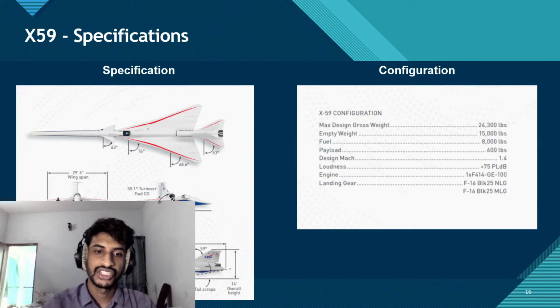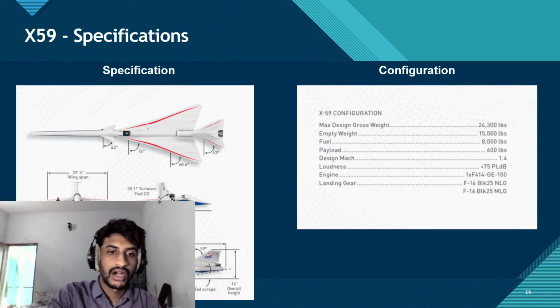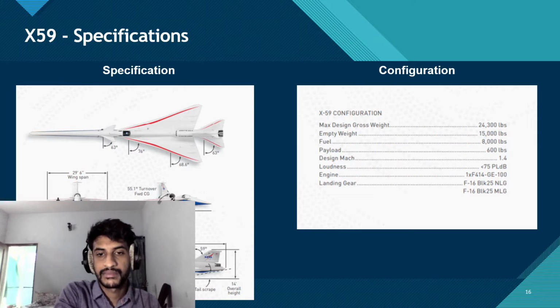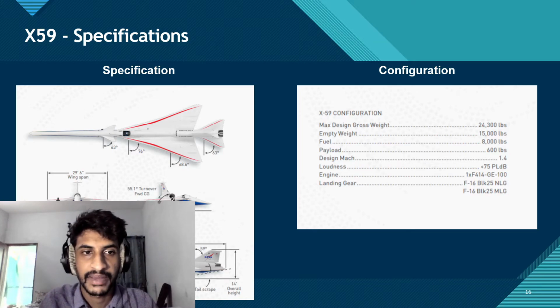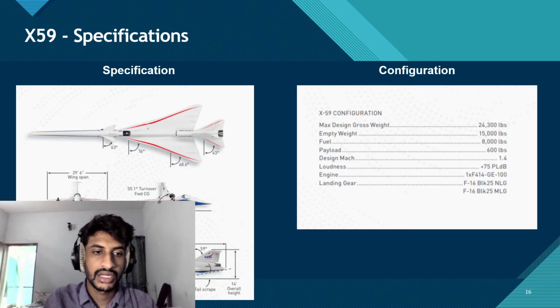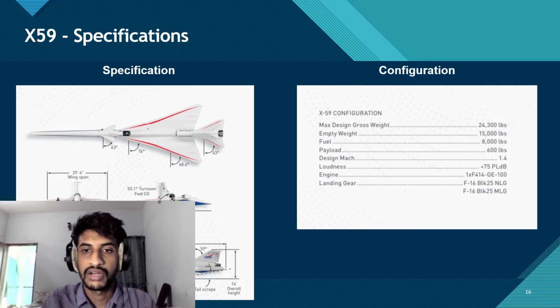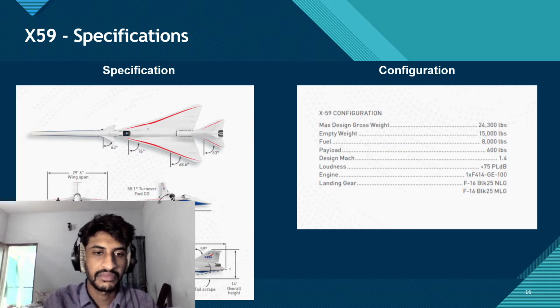Now the specifications of the X-59 are given in this diagram. Okay, specifications: the diagram and the configuration of the entire aircraft is mentioned in this slide.